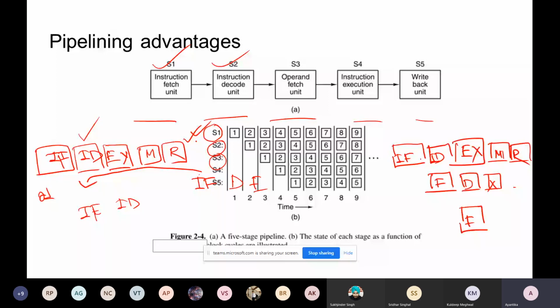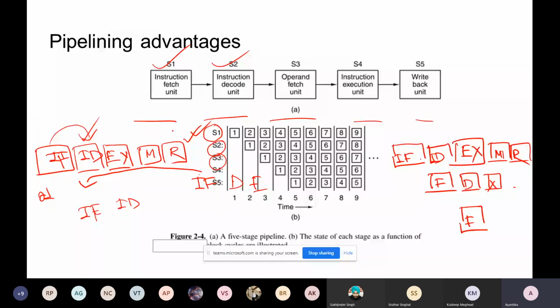Suppose you are sequentially trying to execute two instructions. One adds two values and stores the result in, say, register 5, and in the next instruction you fetch the value from register 5 and apply another operation, maybe a subtraction. Now if you blindly apply pipelining, what will happen? The first instruction does instruction fetch, then instruction decode, execution, and then register write back.